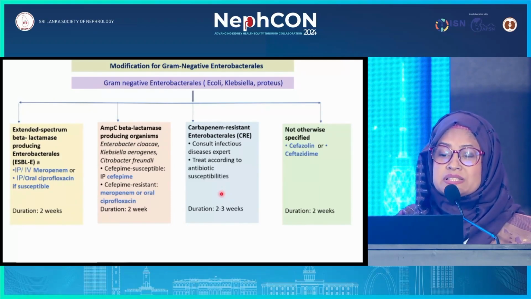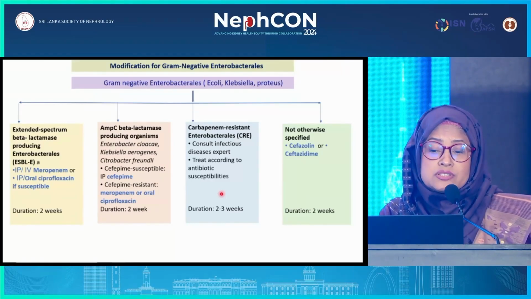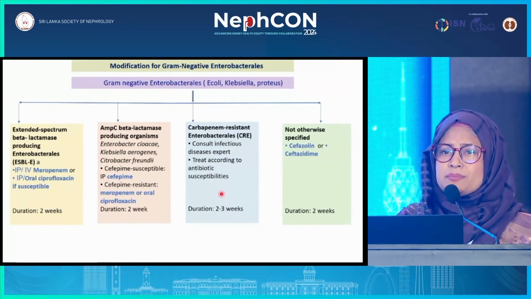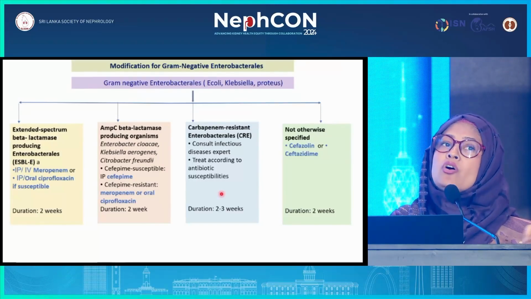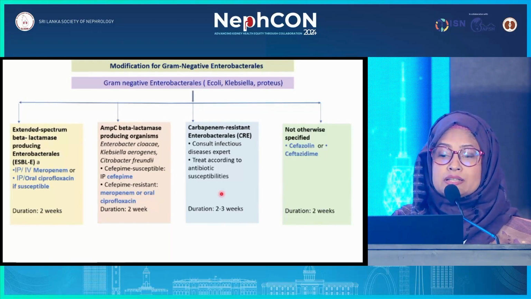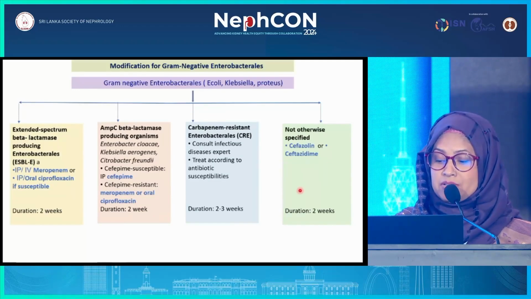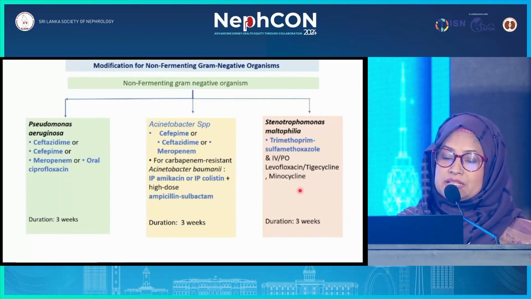Carbapenem resistant Enterobacter is quite difficult to manage, and we need to consult with the infectious disease expert. We can start high dose ampicillin plus sulbactam plus IV minocycline or polymyxin B. And if no specified organism is found, we can try IP cefazolin and ceftazidime for 2 weeks. And what about non-fermenting gram-negative organisms?